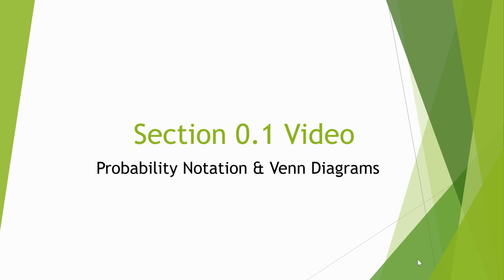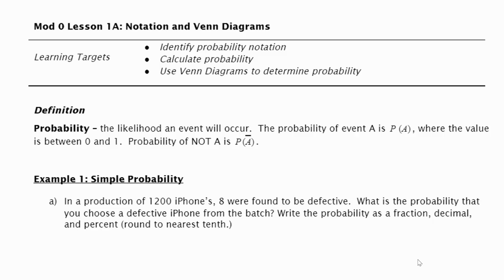This is the video lesson for section 0.1, Introduction to Probability Notation and Venn Diagrams. The learning targets for this lesson are to identify probability notation within a problem, to calculate probability, and to use Venn diagrams to determine probability.